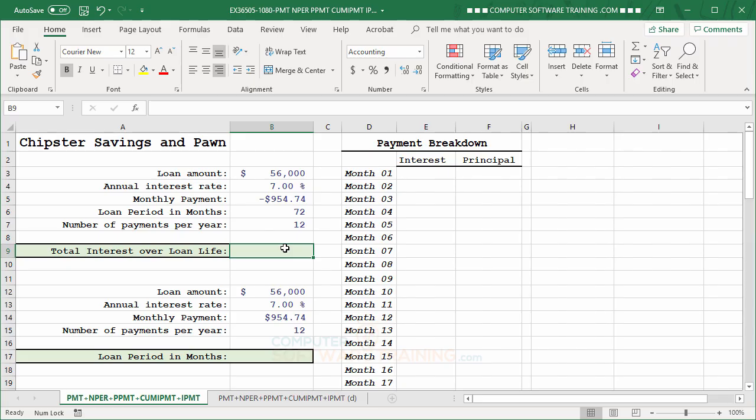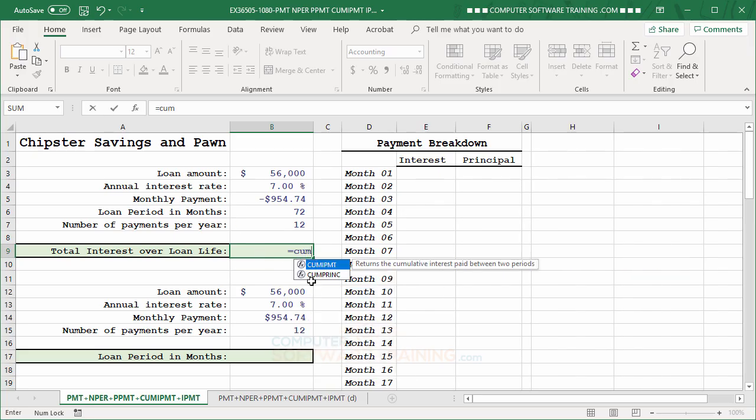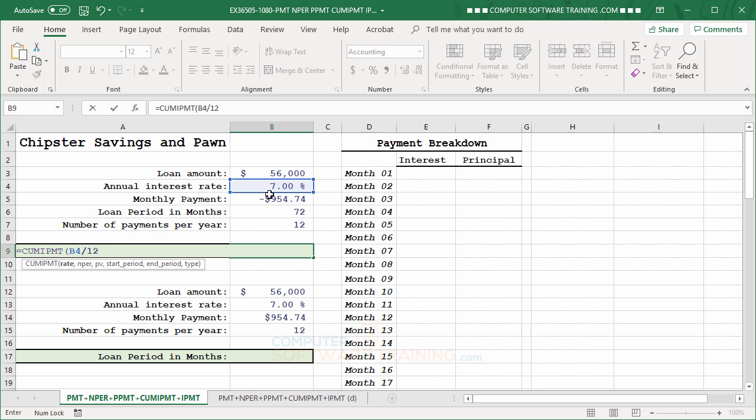Now in this case, we're going to use the cumulative interest payment function, okay, and it's abbreviated. So we're going to click onto here. We're going to type in equal and then CUM, and you'll see cumulative payment, the first one there. We'll double click that. And then the first thing it wants to know is your interest rate. So we click on the interest rate there. We divide it by 12 because it wants to know it in months. So we do a comma after that. And then we have to tell it how many months. Well, there's your 72. We click on that, comma, and then it wants to know how much the loan is for. We'll do the 56,000 there.